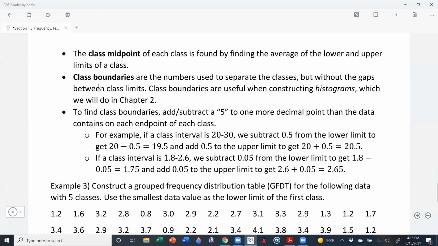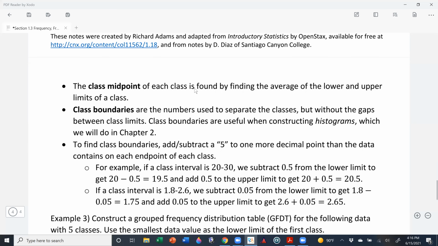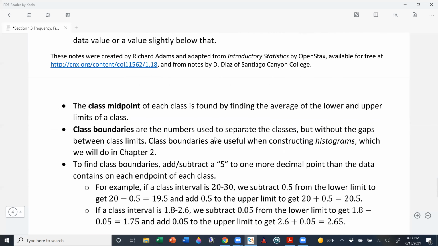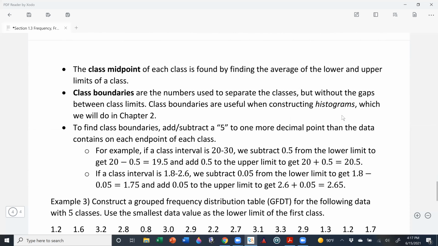Class boundaries are a little bit tricky. Class boundaries are the numbers used to separate the classes, but without gaps between the class limits. That's going to be really useful when we're constructing histograms, which we're going to do in chapter 2. What I mean by without gaps between the class limits: if I go back to the example of 30 up until 39 and then 40 up until 49, notice that there's a gap between 39 and 40. Technically, if you're thinking about a number line, there's a gap there. So we want to fill in the gap as much as we can when displaying the data, especially in a histogram.